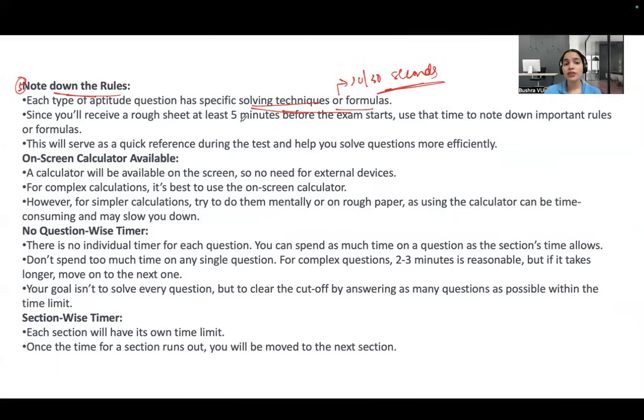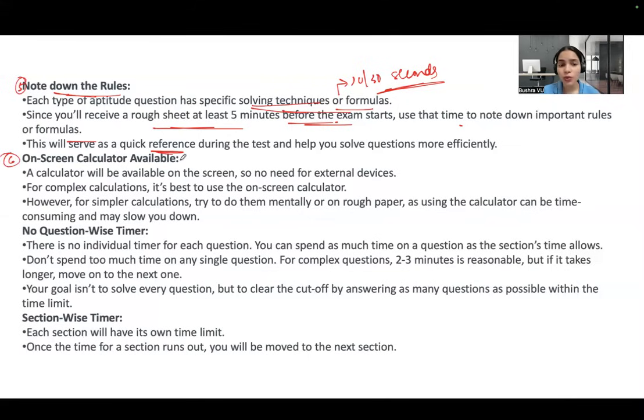Since you will receive your rough sheet at least 5 minutes before your exam, note down all the important rules and formulas so you can remember them, right? And if you have to take any reference from those, it will really help you. Okay, so sixth rule, we have on-screen calculator is available.